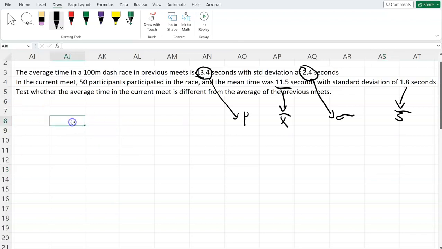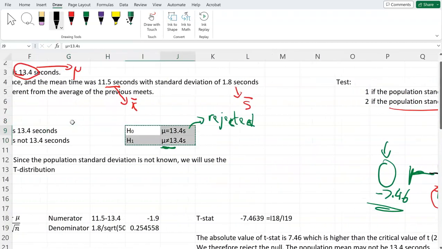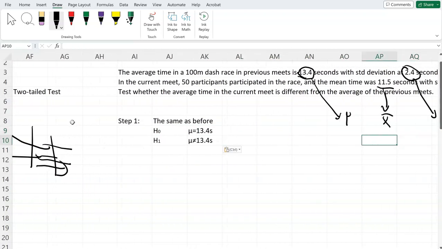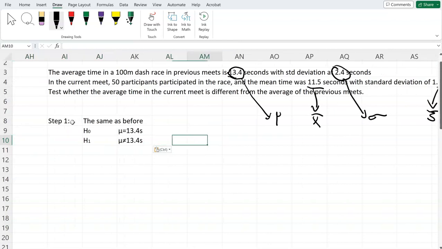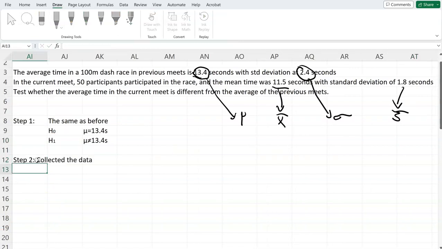So if I were to follow all the steps, if the population standard deviation was known, step 1 is the same as before. I would write the null and alternate hypothesis just like before. I will just copy this over and bring it over here. Then for collecting the data, we still have the data collected, which is nice. So step 2 is done. Now in step 3, we have to do the test.